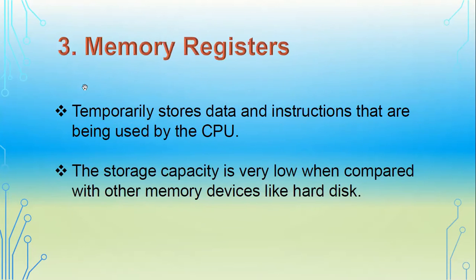Next part is memory registers. Memory registers temporarily store data and instructions that are being used by the CPU. Dear students, you have to remember and understand that memory means it stores something. That means it stores temporary data and instructions that are being used by the CPU. The difference between these memory registers and other memory devices like the hard disk is the storage capacity. Memory registers have a very low storage capacity when compared with other memory devices like the hard disk.